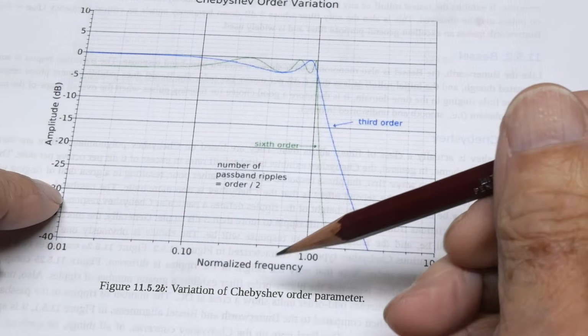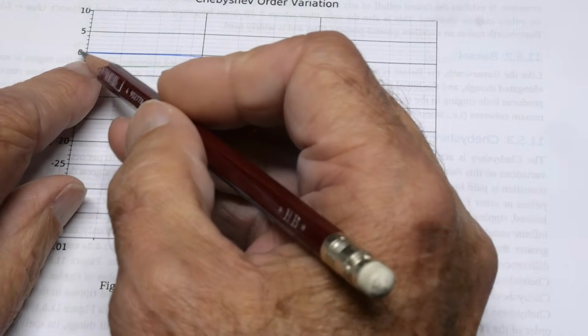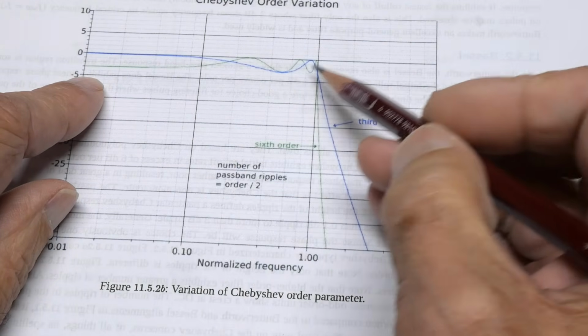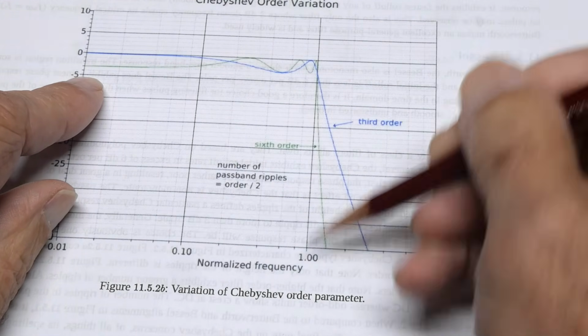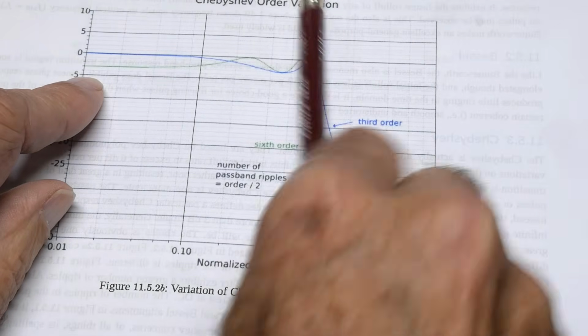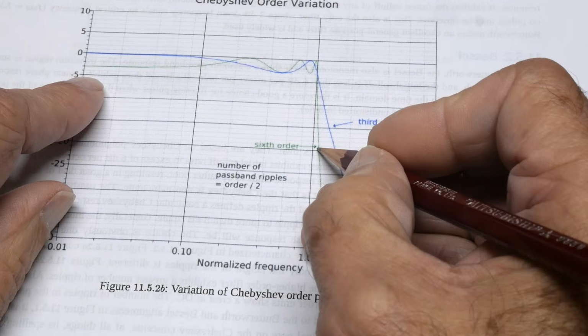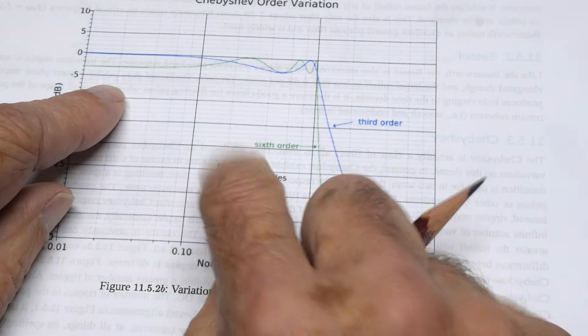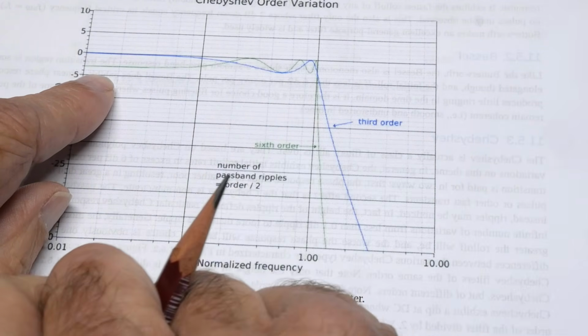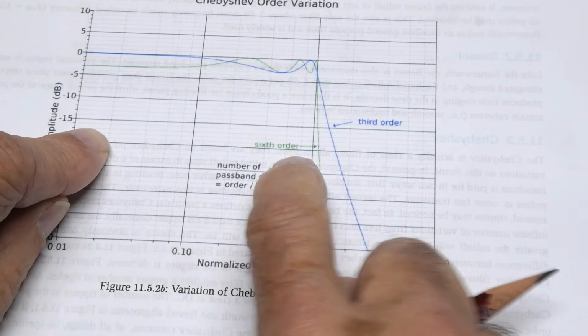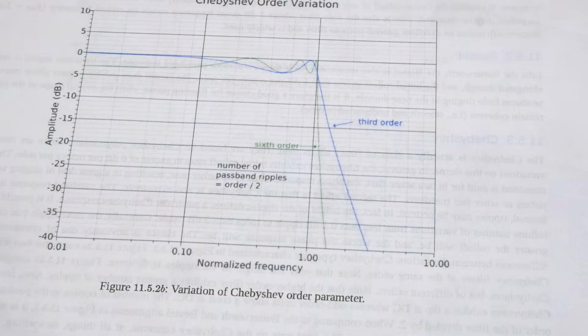Here's a Chebyshev filter, and you can see the bandpass has some wiggles in it. So it's wiggly, wiggly, wiggly. Here's the design frequency for the cutoff. It has very, very sharp cutoff. This is a third order filter. This is a 6th order filter. And you can see that the wiggles are different. The 3rd order has fewer wiggles. The 6th order has more wiggles.